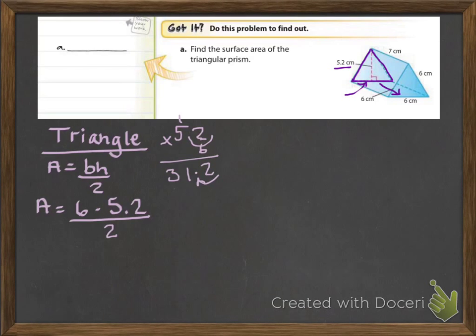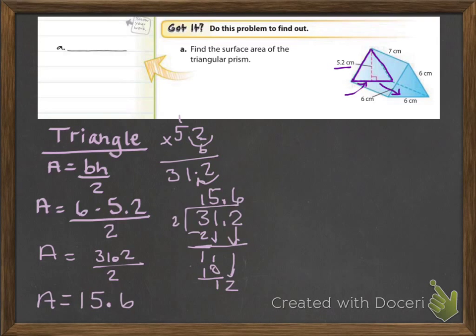So now you can see that I found out that 6 times 5.2 gives me 31.2. So I'm going to just write A equals 31.2 divided by 2. And now what we find out is that the area of one of the triangular faces is going to be 15.6. So now we want to go on and take a look at our rectangles.